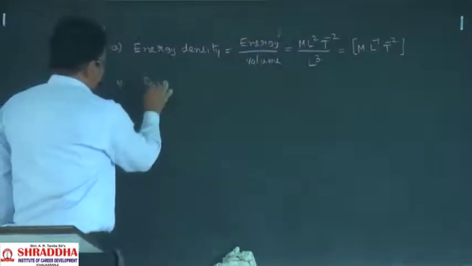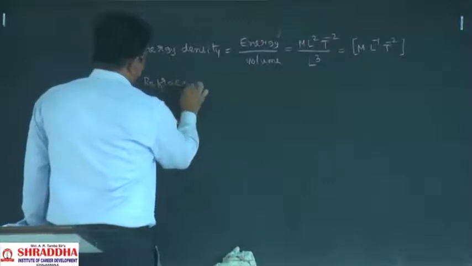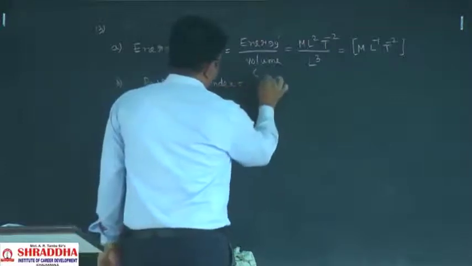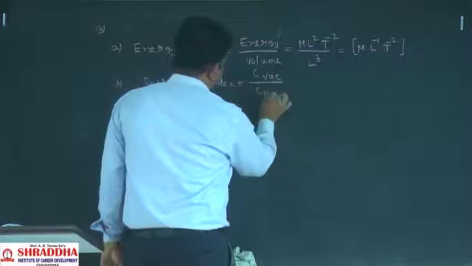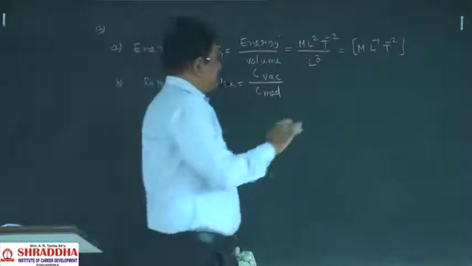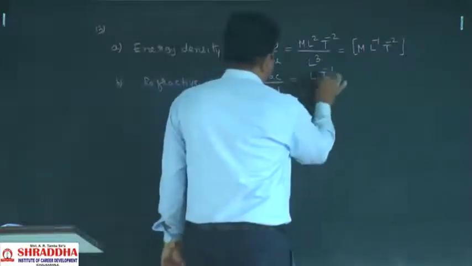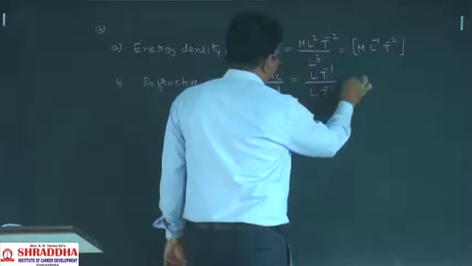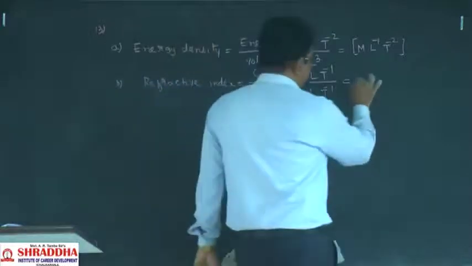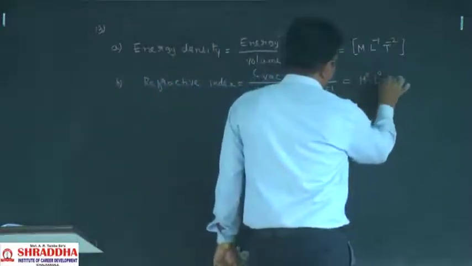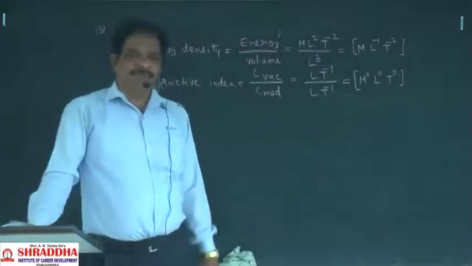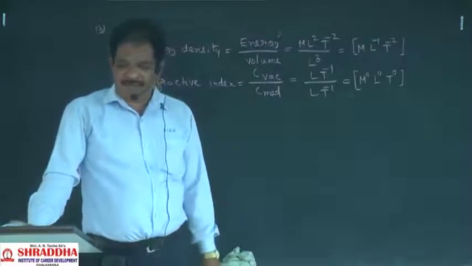Next, refractive index. Velocity of light in vacuum by velocity of light in medium. Velocity of light in vacuum means L T power minus 1. Velocity of light in medium is also L T power minus 1. So 1 will come, meaning M power 0, L power 0, T power 0. It is not having any dimensions.